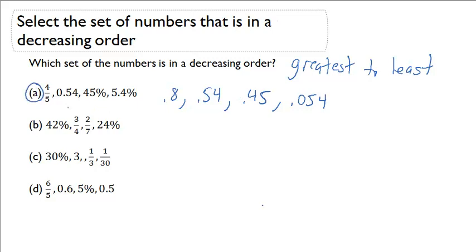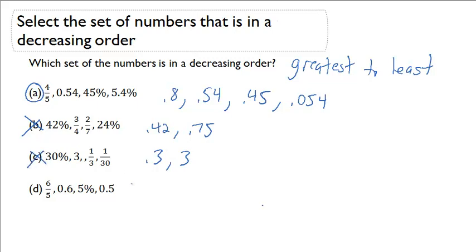Just to be sure, though, let's check the others. 0.42, 0.75. I can already see that choice B does not go from greatest to least. Choice C, 30% becomes 0.3. Then I have 3. And again, I can see right away that these do not go in decreasing order.